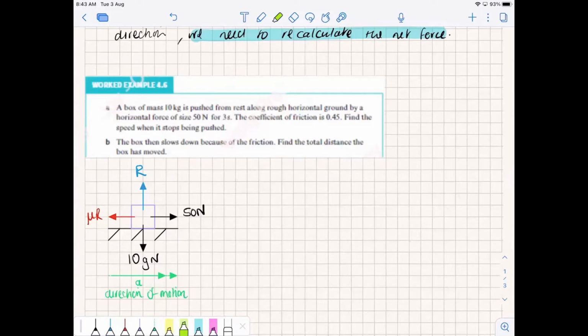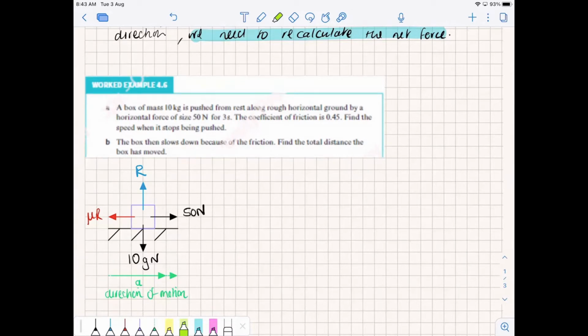Anyway, so we have this box of 10 kilograms. It's pushed from rest, along rough horizontal ground by a horizontal force of size 50 newtons for 3 seconds. The coefficient of friction is 0.45. Find the speed when it stops being pushed. Okay, so it was pushed for 3 seconds. So what's its speed after 3 seconds?